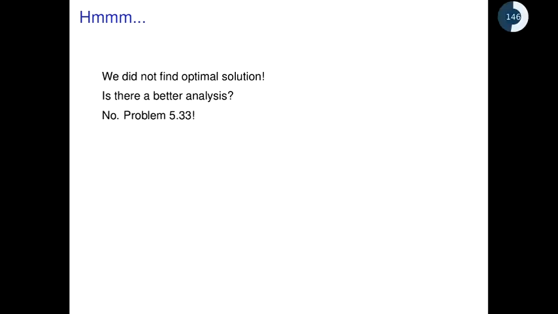Now, the question is: is there a better analysis of the greedy algorithm? And the answer is no, and the answer is in the book. You can look at problem 533. It gives you an example where the greedy algorithm does poorly.